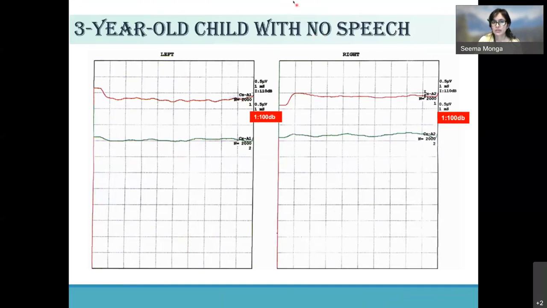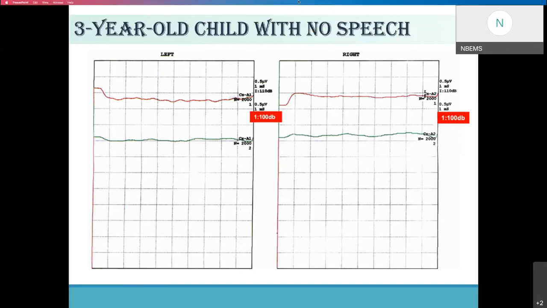Any questions, anyone? Thank you, Dr. Seema. I can only see one question. Which frequencies average is used to describe hearing loss?